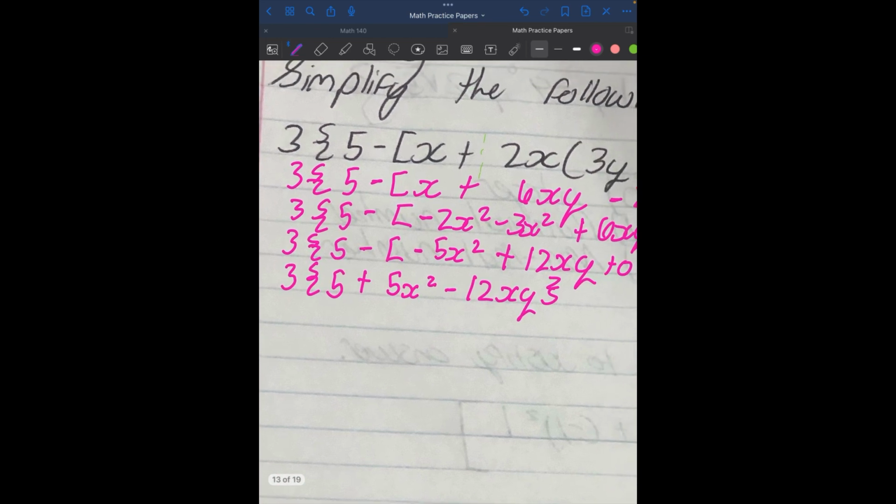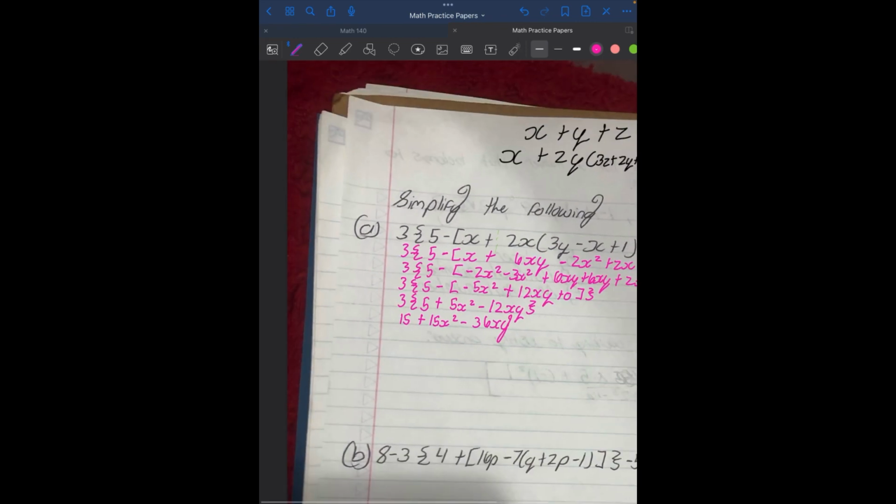So now 3 multiplied by that: 15 plus 15x squared minus 36xy. And that's our final answer.